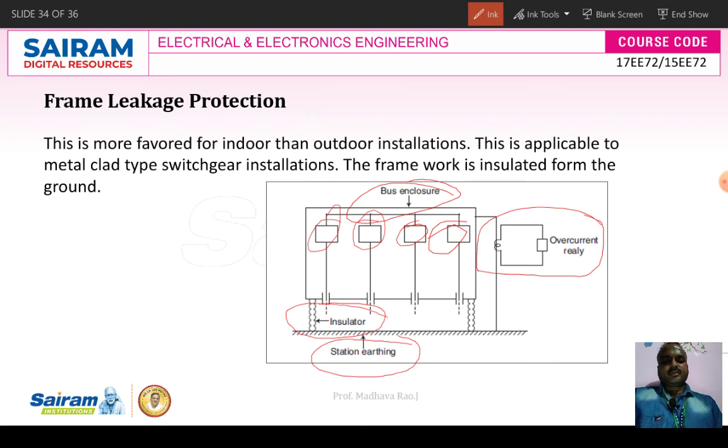So whenever a fault occurs, this current will not flow to the bus enclosure. Here the overcurrent relay will detect the current flow, the amount of current raised in this frame leakage. Then the relay will operate and isolate this fault. Okay.